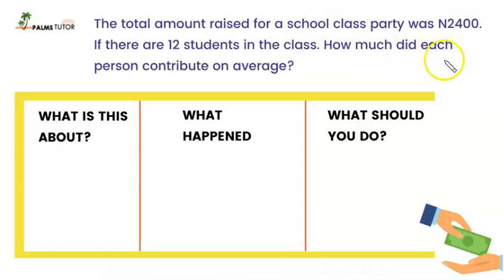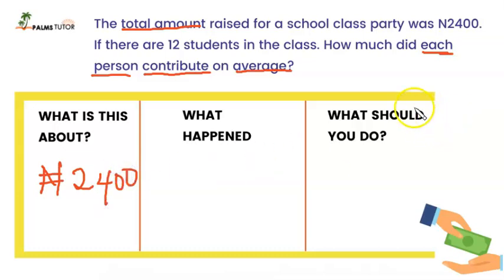How much did each person contribute on average? You can see that I'm looking at my question first. I'm looking for what each person, one person, contributed. So they contributed something on average, right? The total amount raised for a school class party. Oh, I love this idea, right? So you gather money, you pay for a class party or end of the year party, was 2,400. Oh, the total amount. So it means everything that was raised was 2,400 naira.